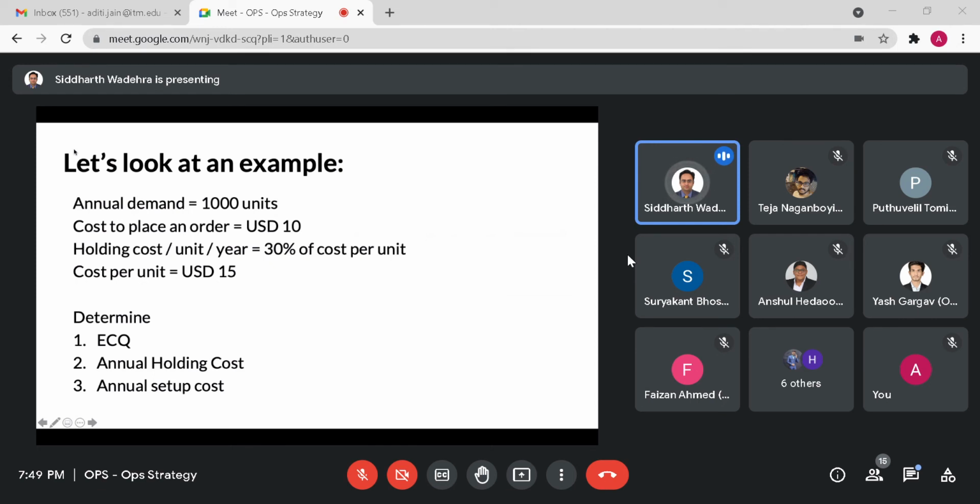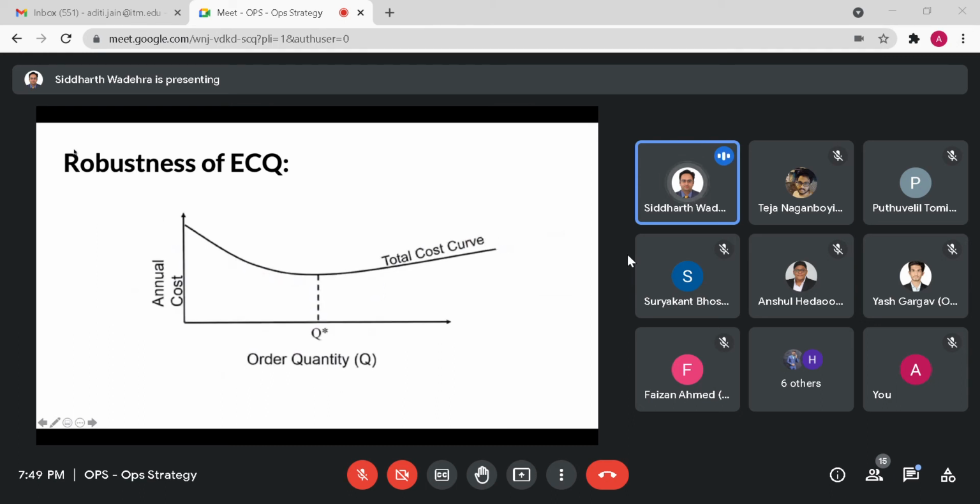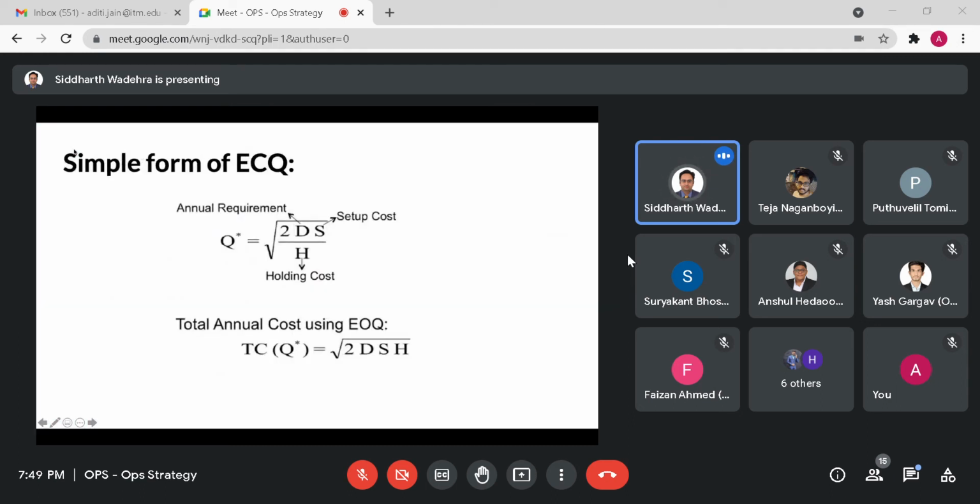What we are going to do here is determine the ECQ. Then we'll go back and check the annual holding cost and the annual setup cost, and see what we can find there. You can also check the total cost based on the formula that we saw earlier, even without calculating the holding costs and setup costs separately. So let's take a quick minute and work through these calculations. Note these numbers and try to work through this problem. This is the formula, and let's calculate the ECQ. Let's take a couple of minutes.